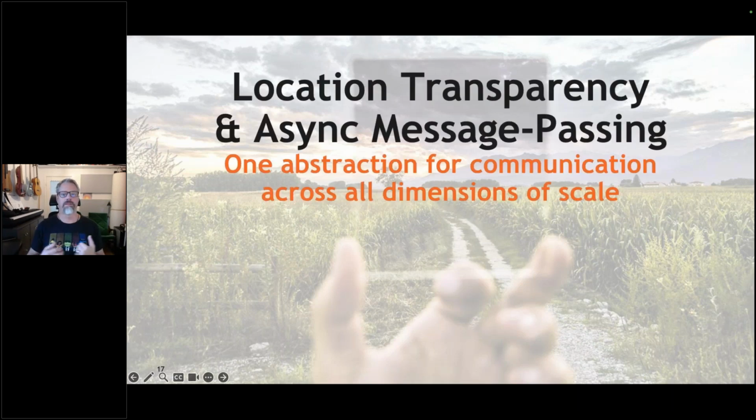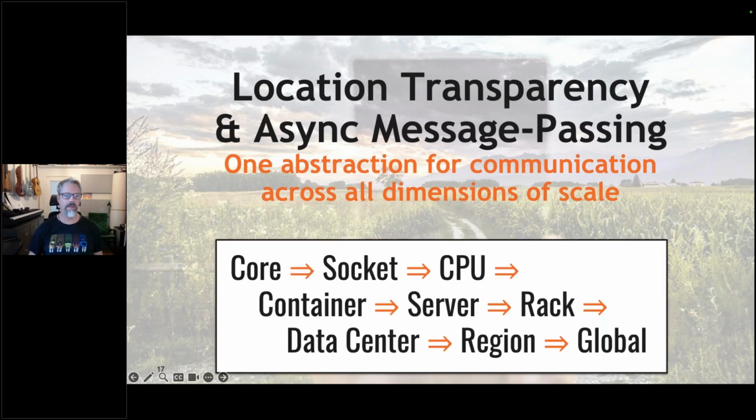Another really important tool is to leverage location transparency. Location transparency assumes asynchronous message passing, but it can really give us one communication abstraction across all dimensions of scale. What I mean is that if our programming model or our tools support full location transparency, then we have unified semantics for how we work with data and communication, regardless of how the system is currently deployed or what topology it currently has. And that's very important in a dynamic system, since that might change.